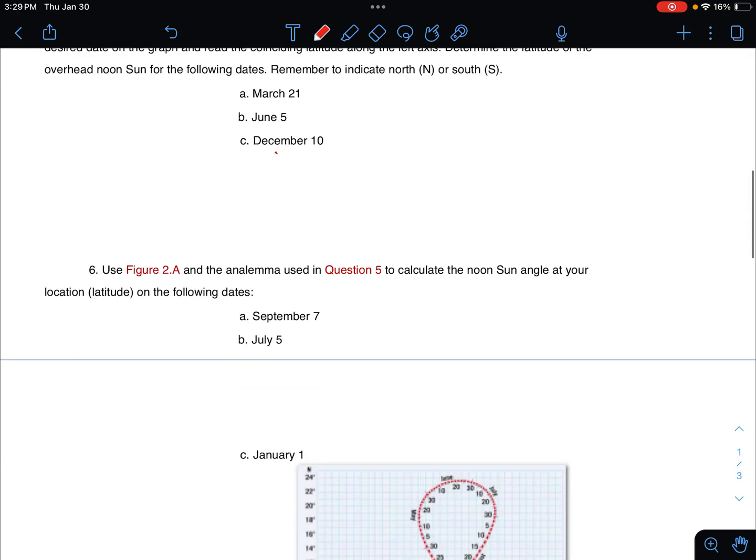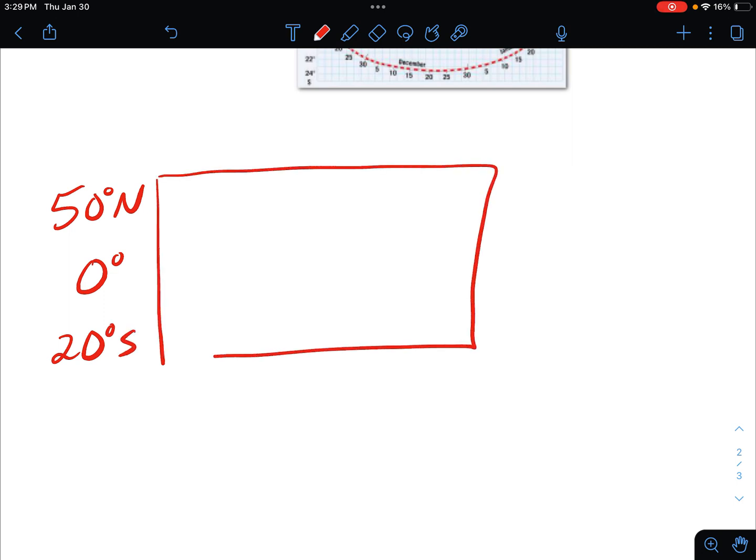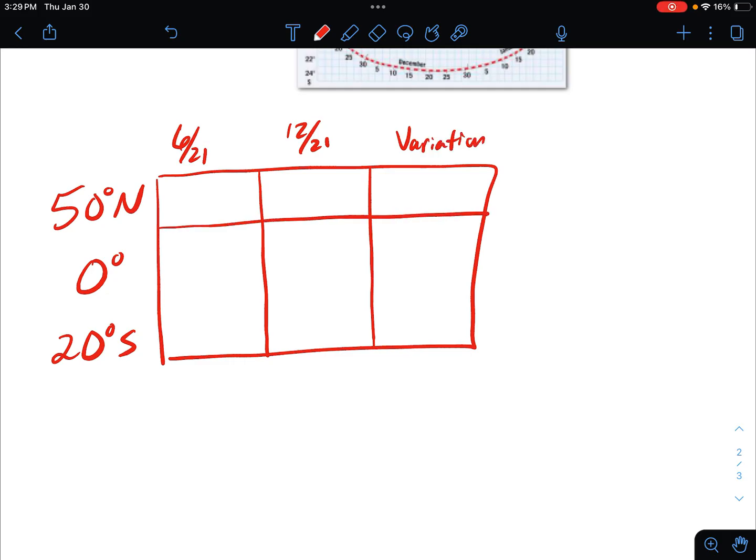Okay. So what I'm going to do down here, I'm going to make a little table to get this one organized. All right, so what we're supposed to do is we're looking at 3 locations. That is 50 degrees north, 0 degrees, 20 degrees south. And so I'm going to make me a little box that looks kind of like this. Okay, and this is going to be June 21st and December 21st, and then I'm going to call this the variation. All right, so we're going to calculate these things.